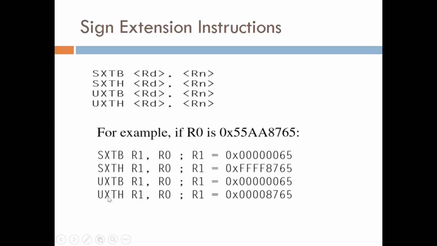Next instruction is UXTH R1, R0. So there is no sign extension again, but what are you referring to? You are referring to the half word of the R0 register. What is the half word of the R0 register? It is 8765. So 8765 will be copied into the destination register R1. There is no sign extension, therefore the remaining bits will be filled with zeros. So after execution of this instruction, R1 will be 0x00008765. So these are the 4 instructions under the sign extension group.